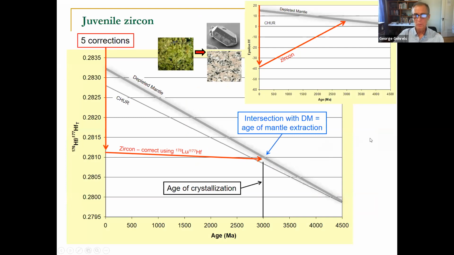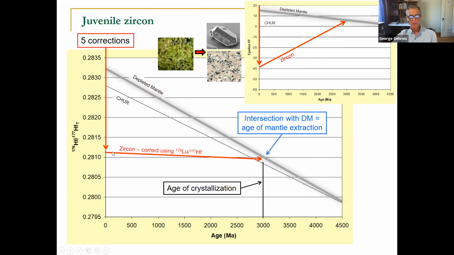We're getting near the end here. We're going to look at some data in just a minute. Let's go through the 2 possible examples. So here's for a juvenile zircon. This is the kind of workflow. You would measure some value. It's going to be like a mile up in the air, 0.4, 0.5. You do those 5 corrections. If you do them right, you end up down here, which is the true 176, 177 value for hafnium present day.